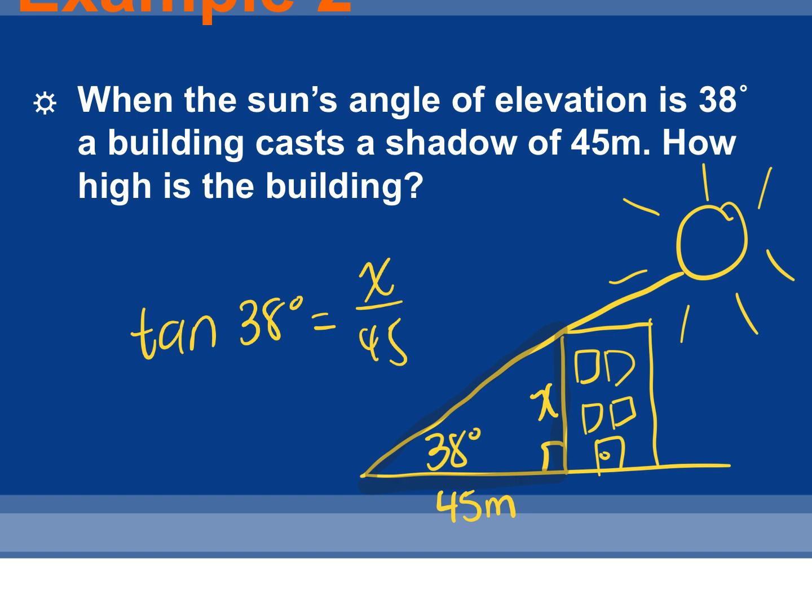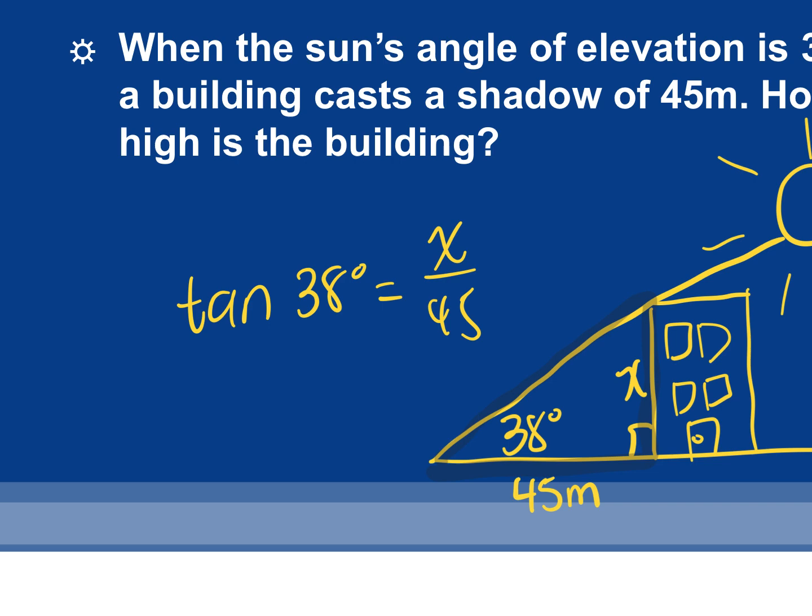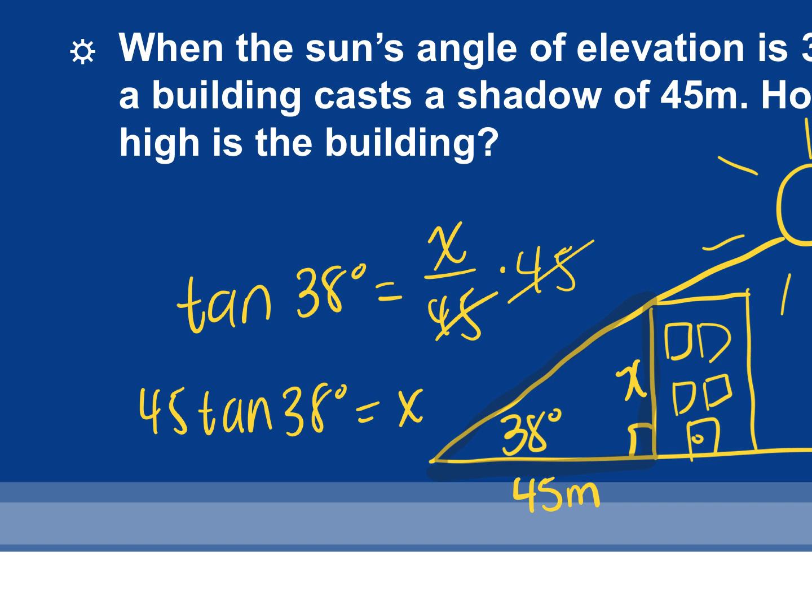Hey, question, Ronnie. Are we going to use the tangent inverse here? Why not? Trying to find a side. Okay, so we're just going to use standard tangent. How do I solve for X here, people? Multiply by 45. Excellent. These are going to cancel. So we get 45 tangent of 38 degrees equals X. Plug it in. Let's see what we get. 45 times the tangent of 38 is 35.2 meters. All right, guys, this is where we're going to pause.